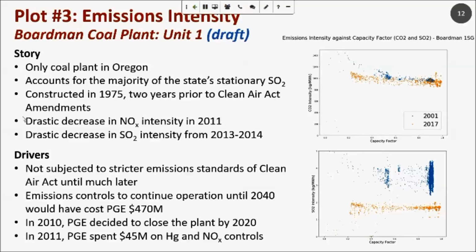So if we again turn our attention to the graph, we can analyze the data and see on the top chart the CO2 intensity, and on the bottom chart the SO2 intensity. So looking at the CO2 intensity, we can see that the CO2 has maybe on average decreased a little bit, but the really interesting thing here is that if you look at 2001, represented by the blue dots, you see a very dense, tight cluster of points near the top of the capacity factor. And if you look at 2017, the orange points, then you see a greater spread. So there's more capacity factors at which the plant is operating, and more points spread down into lower capacity factors.